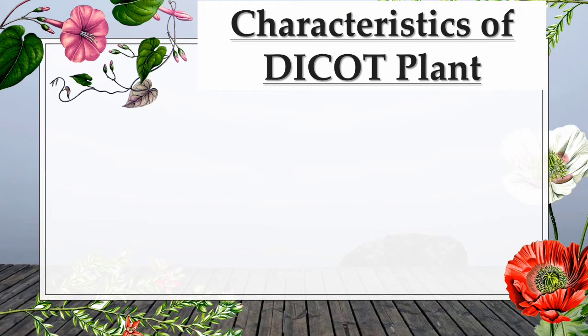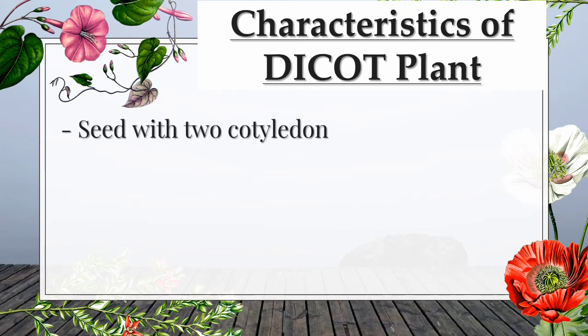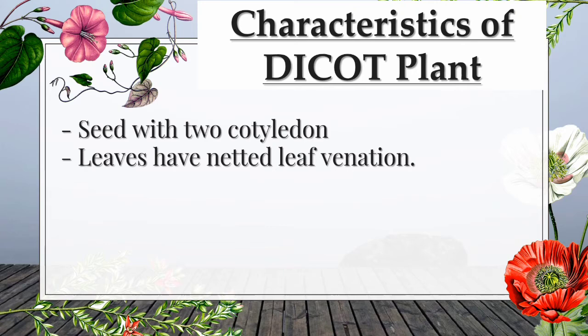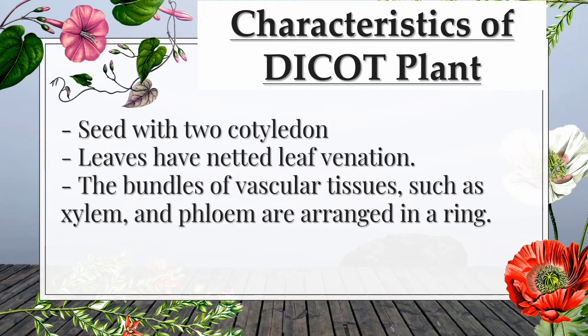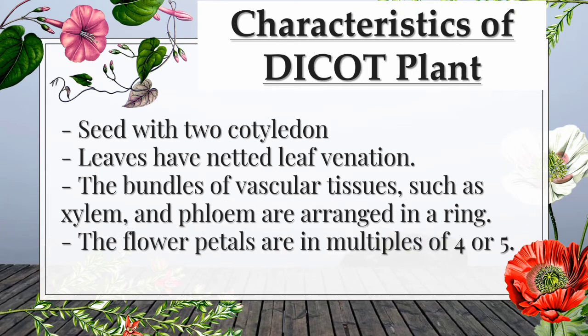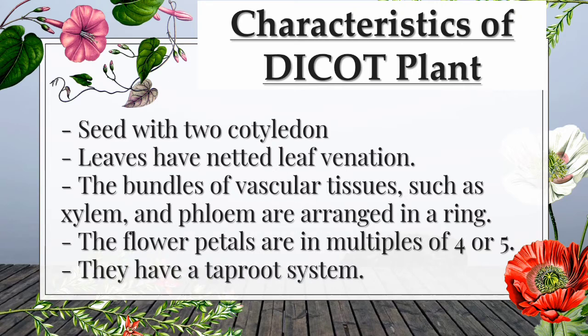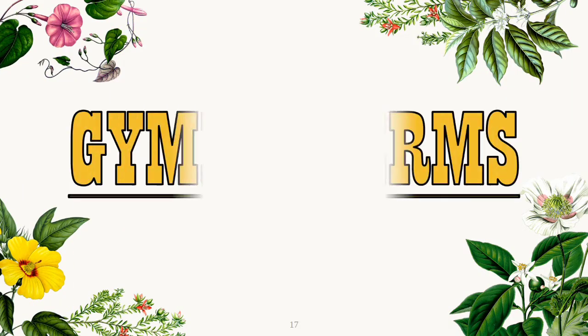And the characteristics of the dicot plant: seed with two cotyledons. Leaves have netted leaf venation. The bundles of vascular tissue such as xylem and phloem are arranged in a ring. The flower petals are in multiples of 4 or 5 and they have a taproot system. Okay, those are the characteristics of dicot and monocot plants, and they belong to angiosperms. Next, the second one is the gymnosperms.